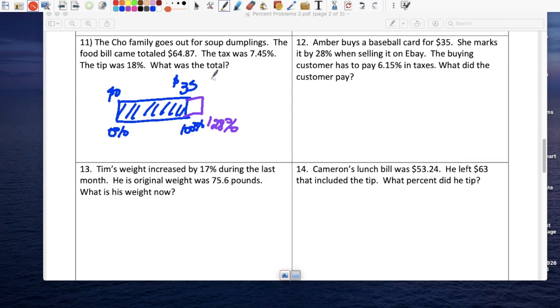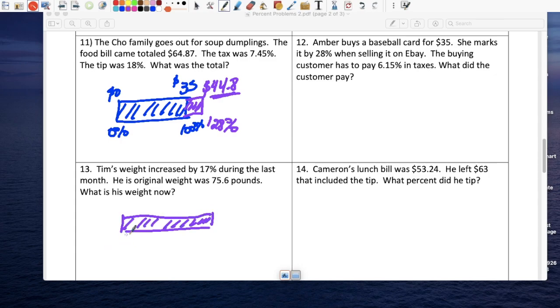Okay, sorry. 35 times 1.28 equals what? My calculator. 35 times 1.28 equals, there we go. So with my markup, the person who's buying that from me will be paying $44.80. Now, this is my total, right? So this is what the customer is paying.